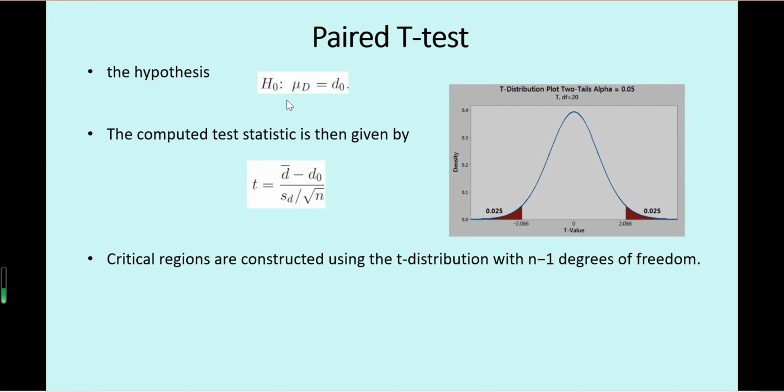So if we form the null hypothesis H0 that the population treatment difference equals the hypothesized value D0, then we calculate the test statistic T. If the T is located in the critical region, then the test is significant, and we will reject this hypothesis.